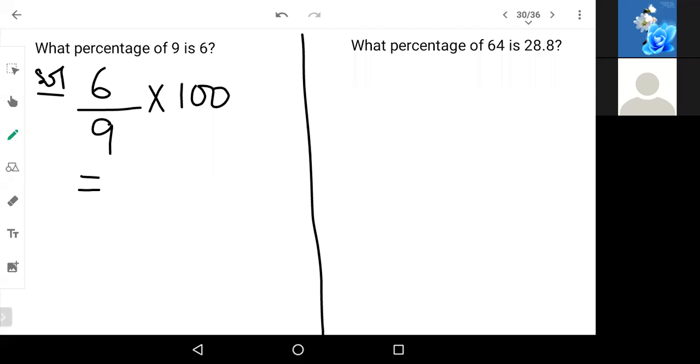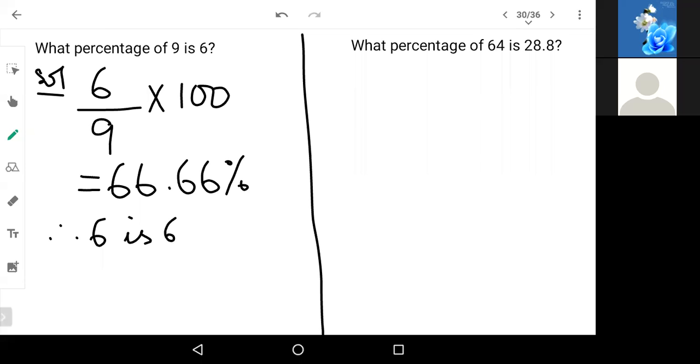66.66. Don't round off. Keep it as it is. 66.66 percentage. So therefore, 6 is 66.66 percentage of 9. Okay. From 9, if you calculate 66.66%, you will be getting 6 as the answer.